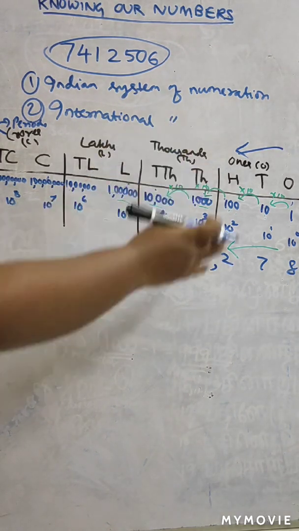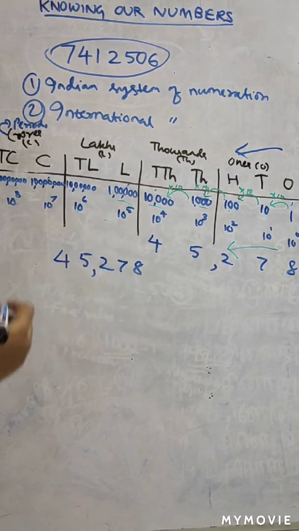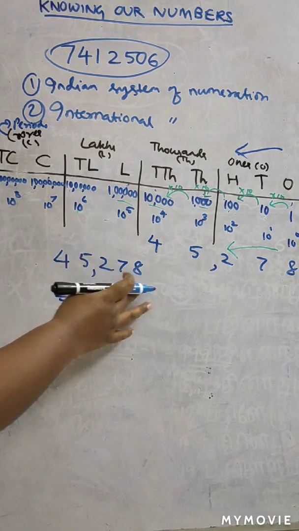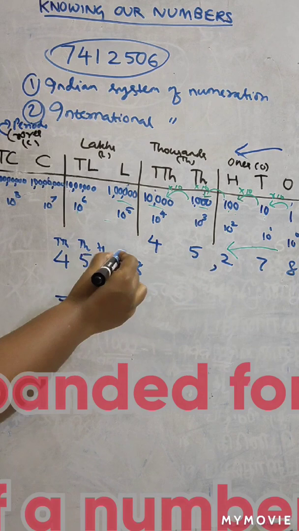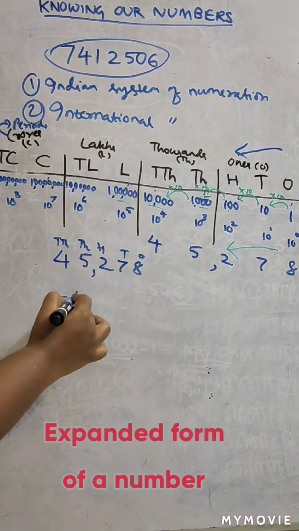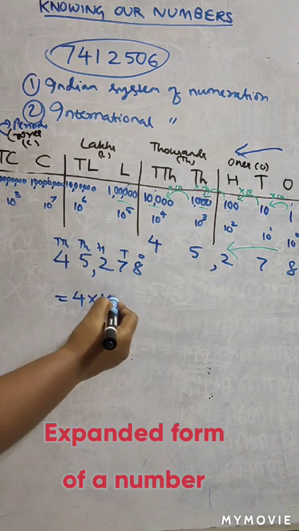Now how do we write it in the expanded form? We'll see it now. 45278, I place the commas here. Now we'll quickly write the place values. This is 10,000, this is 1000, 100, tens and ones. Now if I want to write in the expanded form, I'll open up this number in terms of place value.